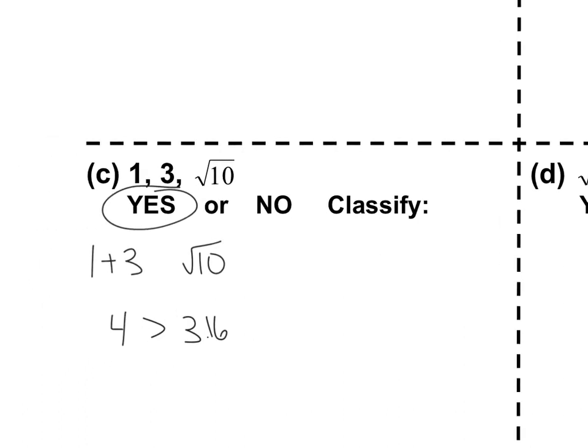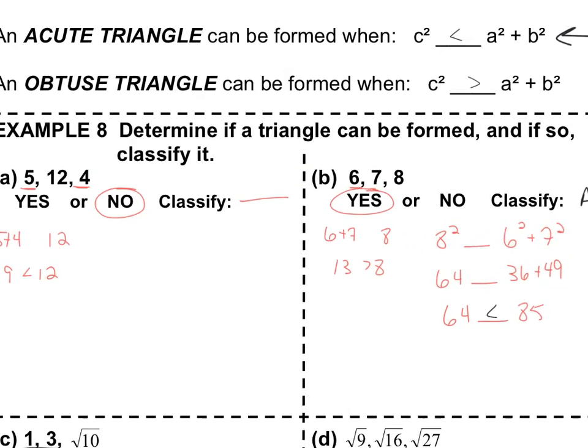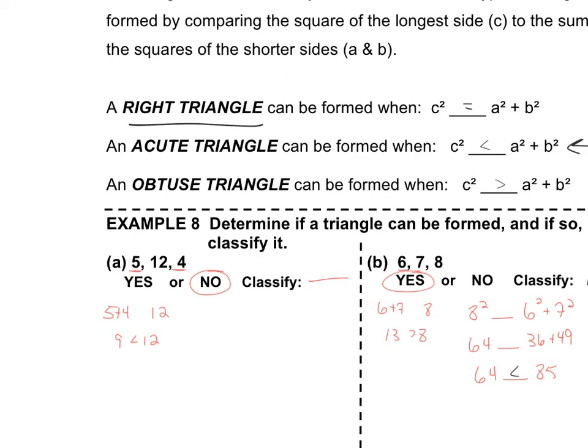So I'm going to do this with the square root of 10. And remember, put it in parentheses and square it. We talked about this the other day. And then I have 1 squared plus 3 squared. Well, the square root of 10 squared is actually 10. The squared cancels out the square root. And 1 squared is 1 plus 3 squared is 9. So I have 10 and 10. Well, those are equal. So if I look back up at my list, when they're equal, we have a right triangle.